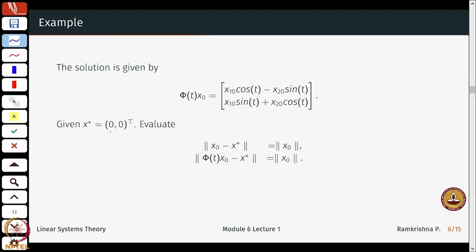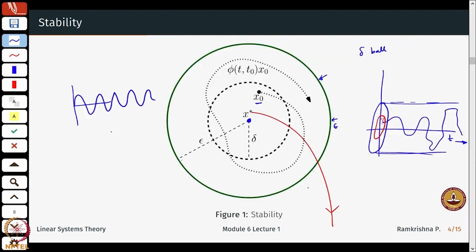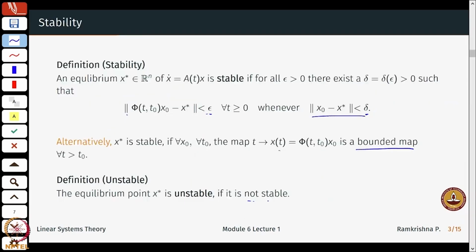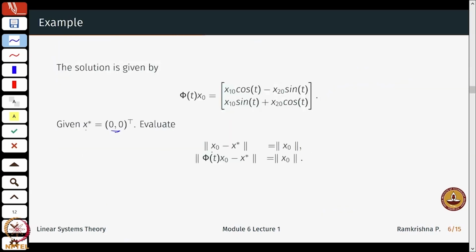Now given x star, which is just the origin, what I would want to evaluate is to check for these two inequalities, right? If the initial condition is within a delta ball, are the solutions within an epsilon ball, or are the solutions always bounded? Okay, so let me compute this norm, right?